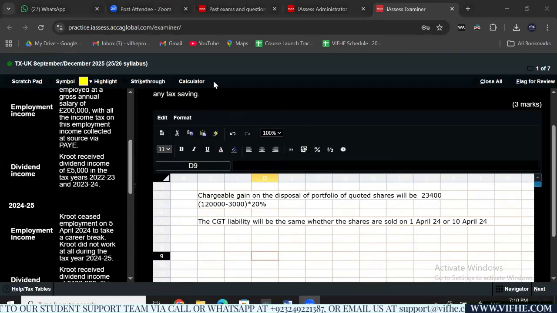So the second relevant point is that the CGT liability will be the same whether the shares are sold on 1st of April 24 or 10th of April 24, considering there is no change in the disposal figure. So the gain will remain the same whether it is done on 1st April or 10th April. But can you just suggest what difference there may arise if the disposal is instead going to happen on 1st of April 24? Does anyone have an idea what difference we may expect in such a case?